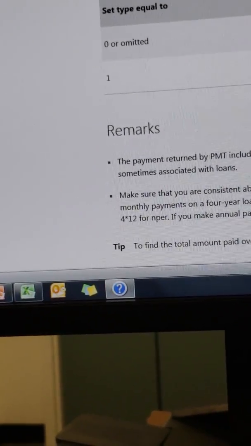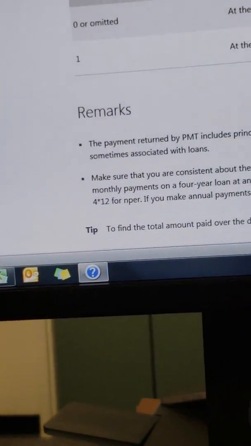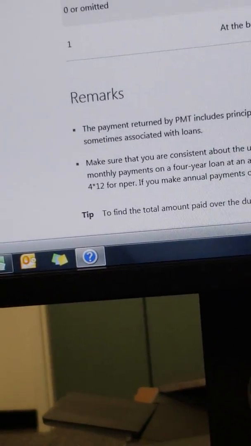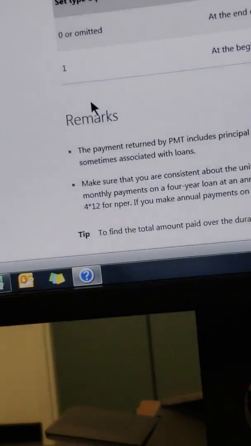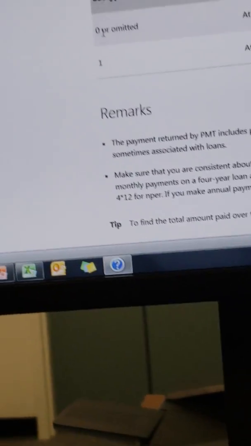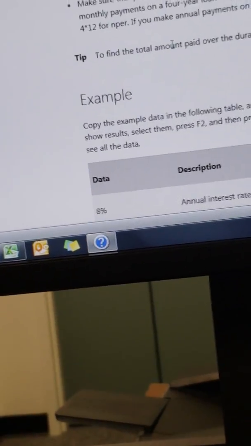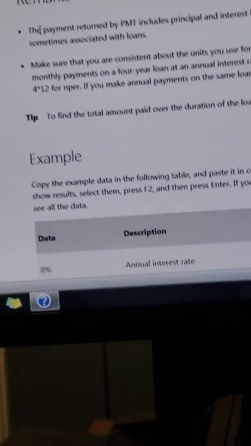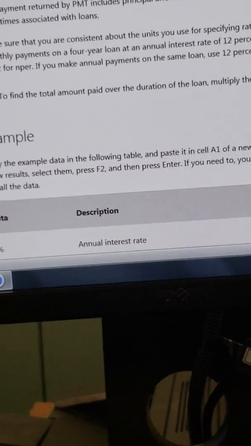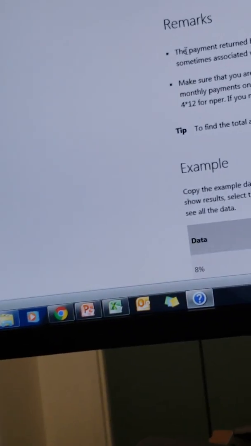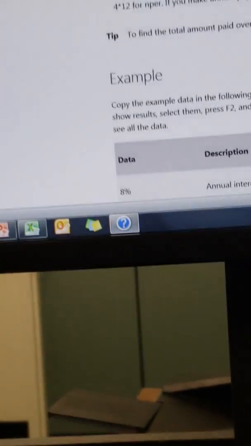Now, when they talk about the optional type argument, the number 0 or 1 indicates when payments are actually due. At the end of the period, you could leave it blank or type 0. At the beginning of a period, it would be a 1, okay? Now, the funny thing about this function, it includes principal and interest, but no taxes, okay? Or fees that are oftentimes affiliated with your loans. Make sense? Like the DMV, all that other stuff.